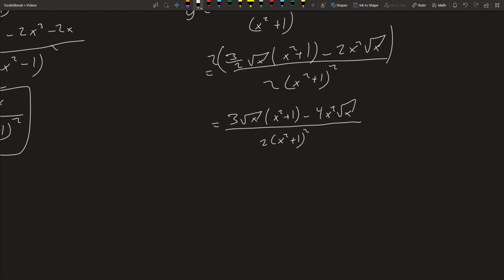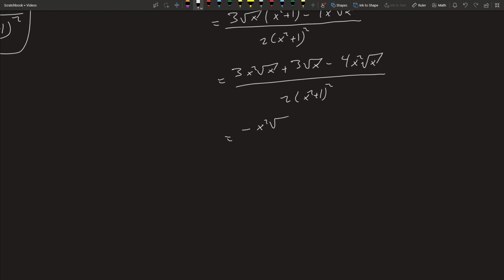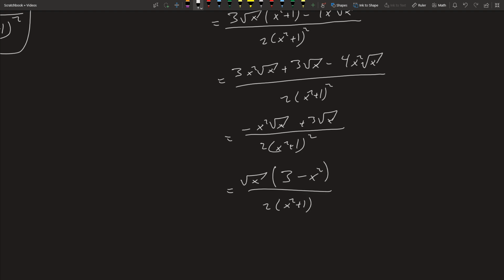Now, we could also distribute the numerator, which is 3x squared radical x plus 3 radical x minus 4x squared radical x, over 2 (x squared plus 1) squared, which is equal to (negative x squared radical x plus 3 radical x) over (x squared plus 1) squared. Now let's factor out x radical x. So this gives us, I think this is it. I think that's as much as we can simplify.